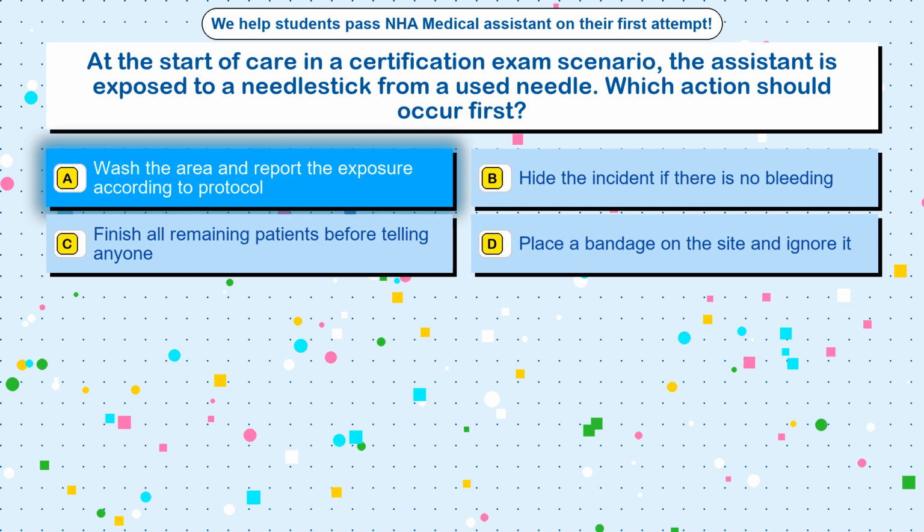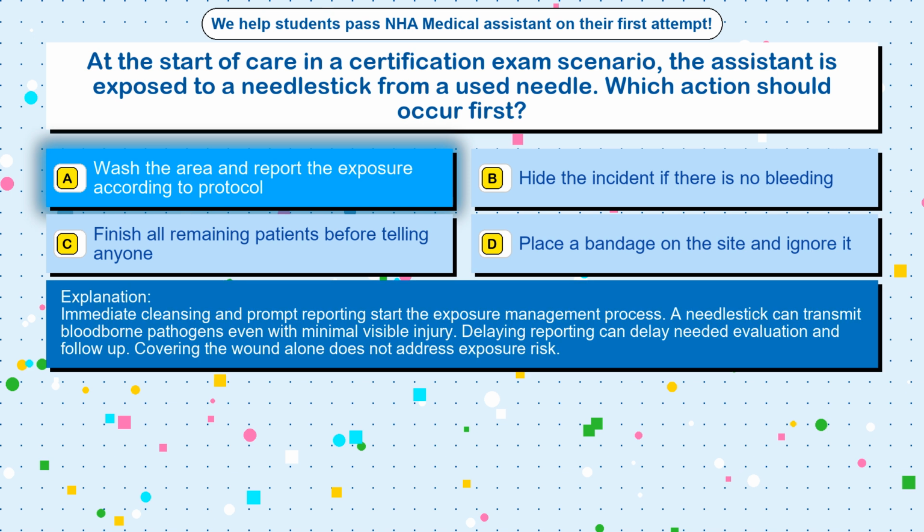The correct answer is option A. Wash the area and report the exposure according to protocol. Immediate cleansing and prompt reporting start the exposure management process. A needle stick can transmit bloodborne pathogens even with minimal visible injury. Delaying reporting can delay needed evaluation and follow-up.